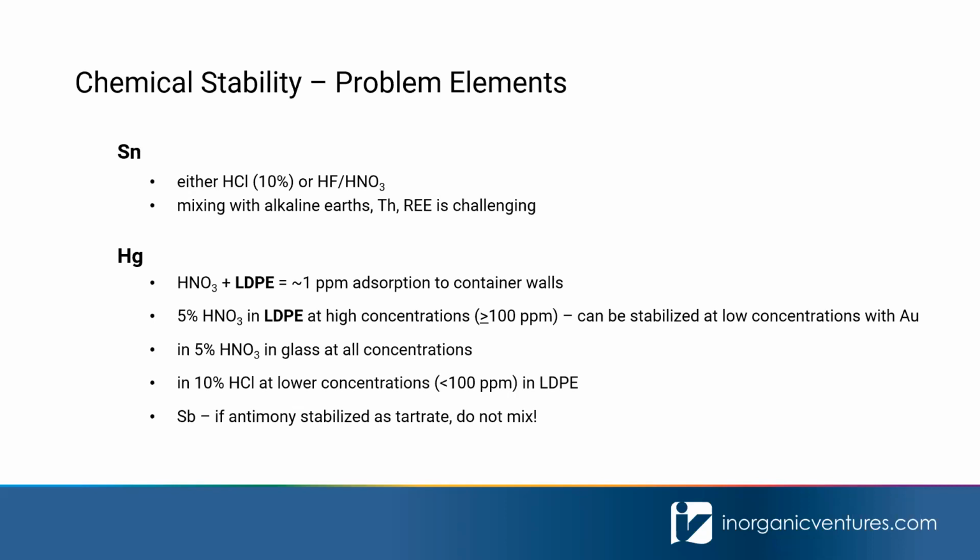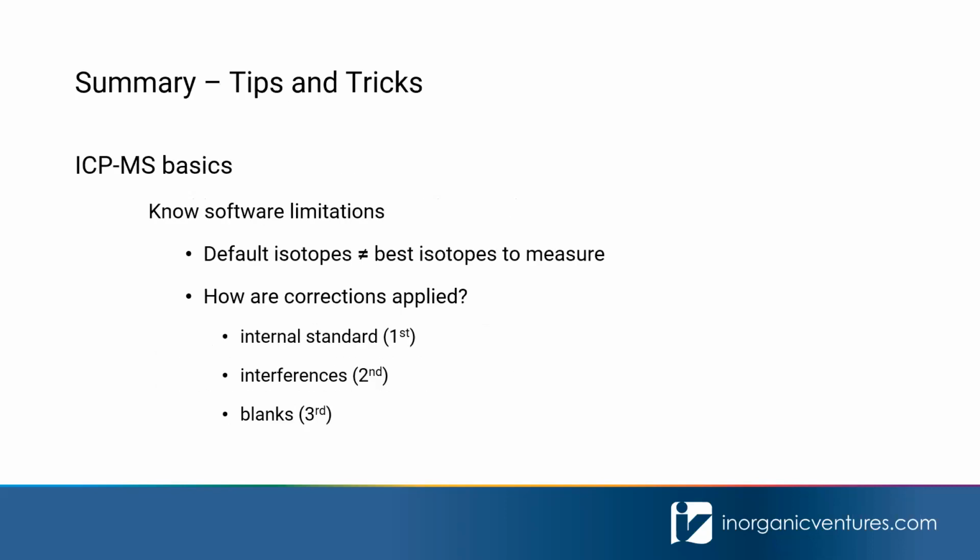Tartrate is the classic chemistry for stabilizing antimony. If it's present, it can reduce mercury, which is an issue. So you want to be aware of what the provenance is, or the source of your standards, and what the manufacturer might have used to make them. So let's get into some of the summary, the tips and the tricks.